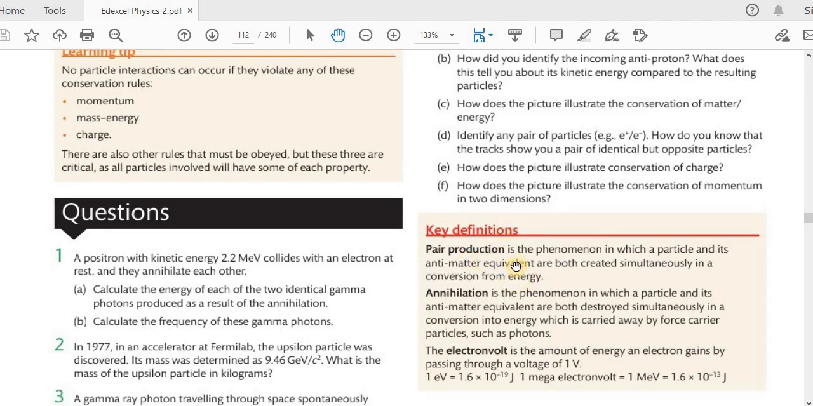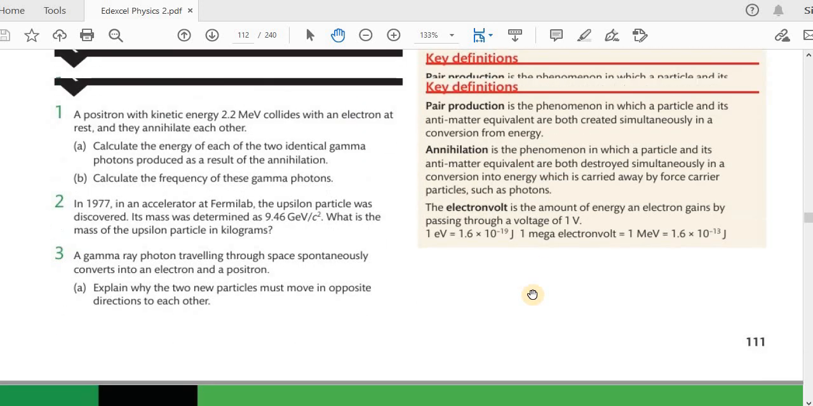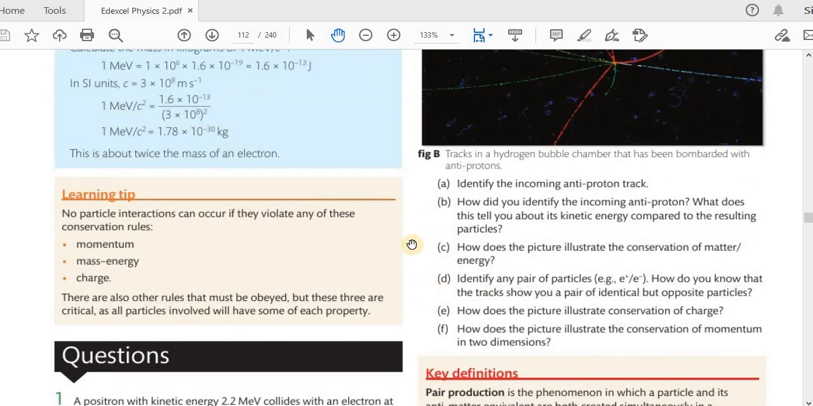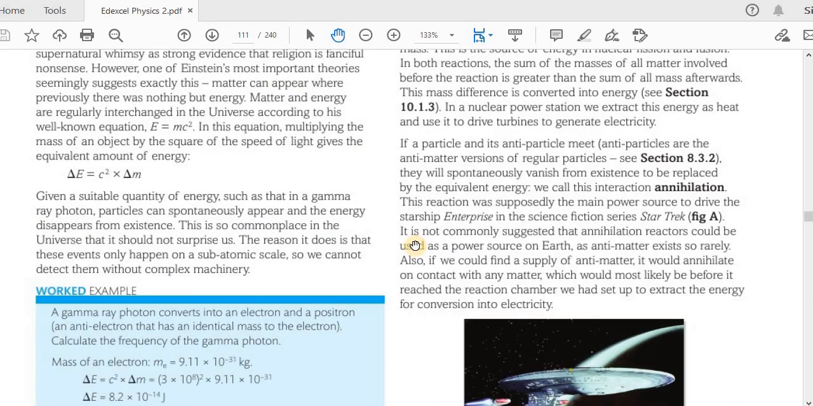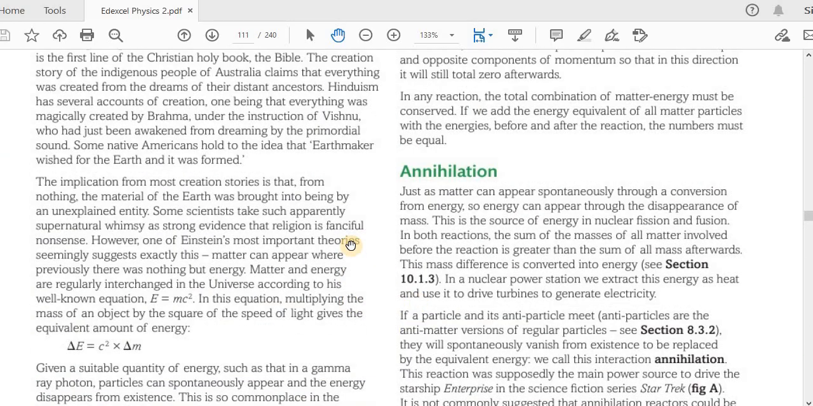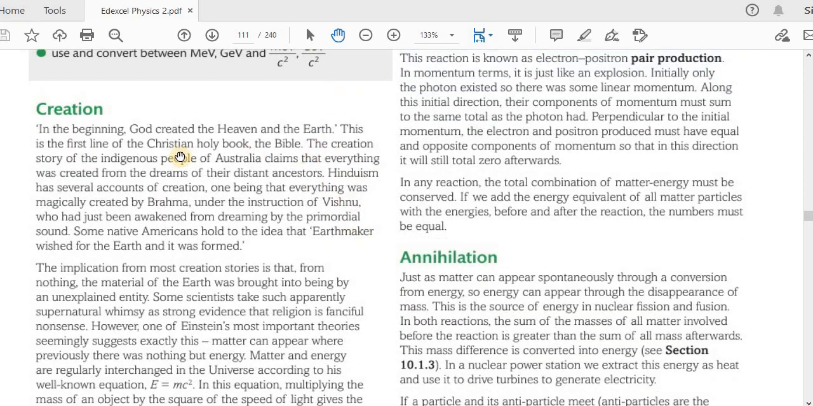So basically these are the key definitions. You should know them very well, because in the exam papers they can ask you. So make sure you memorize these definitions with understanding. Now let's go back to the details of this lesson. I have already given you some details, so let's go through whatever is here.